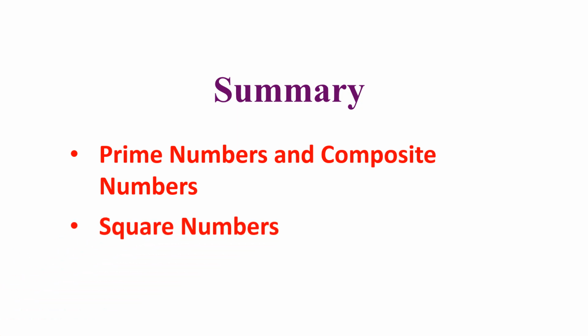Then we have discussed square numbers. There I told you if you want to find a square number, you have to multiply the whole number by itself. For example, if you want to find the fifth square number, you have to multiply 5 by itself. So 5 into 5 is 25. So 25 is the fifth square number.